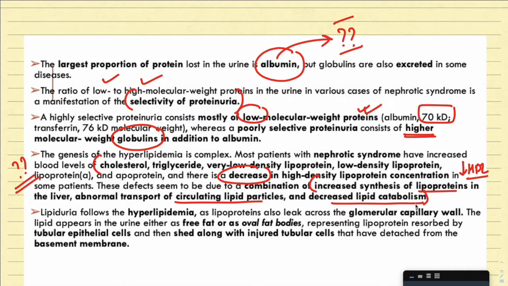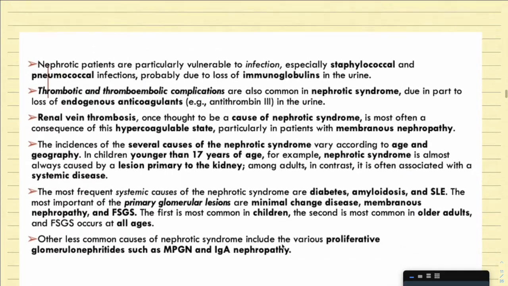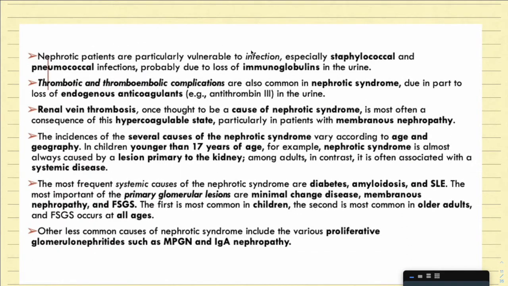Now lipiduria. If the amount of lipid in the circulation is high, that will lead to what is called lipiduria. There will be loss of lipid in urine. Lipiduria follows hyperlipidemia as lipoproteins also leak across the glomerular capillary wall. The lipid appears in the urine as free fat or as oval fat bodies, representing lipoproteins which are resorbed by the tubular epithelial cells and then shed along with the injured tubular epithelial cells when they die. Now, nephrotic patients are quite vulnerable even to infections.